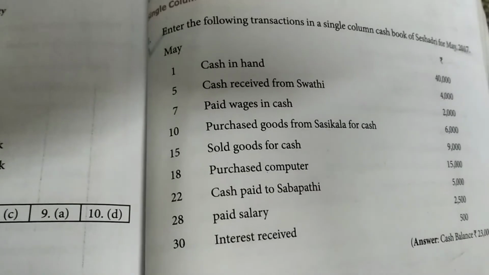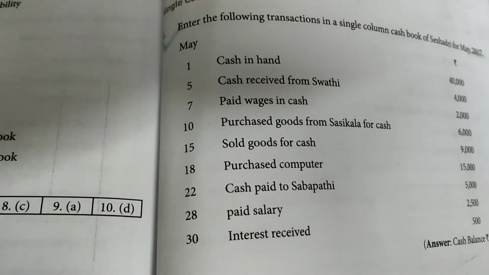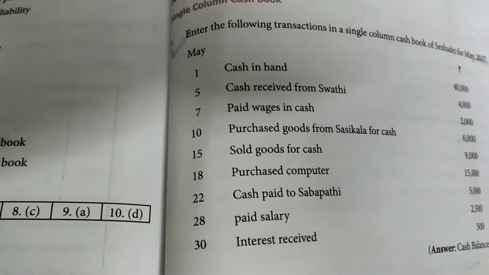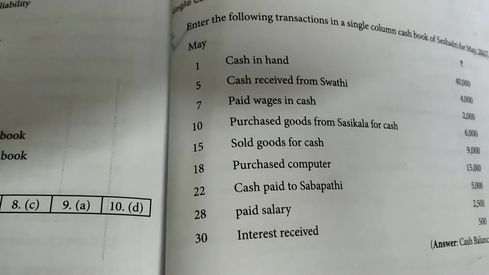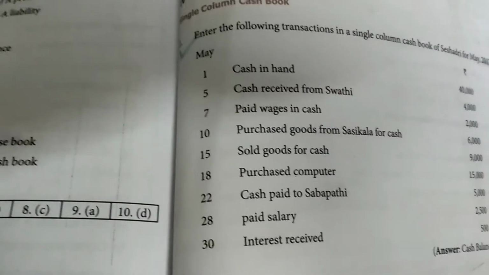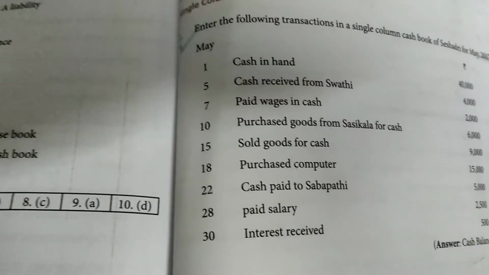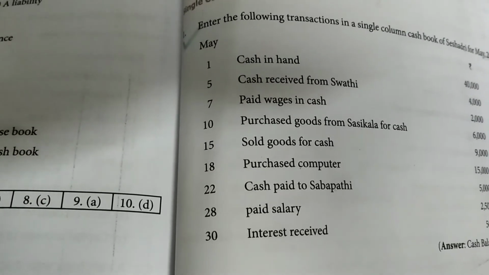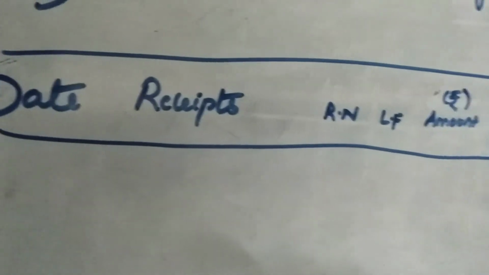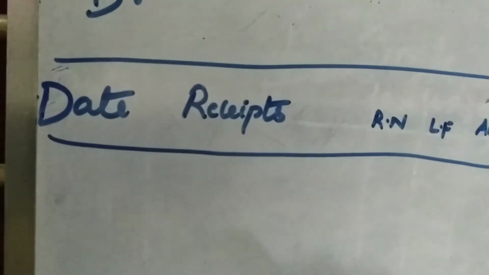So in this problem, we have gone through all the transactions. Only cash transactions are there. There is no credit transaction. So now we are going to prepare a simple cash book, single column cash book. So 1st of May, cash in hand. So this is a brought on balance.